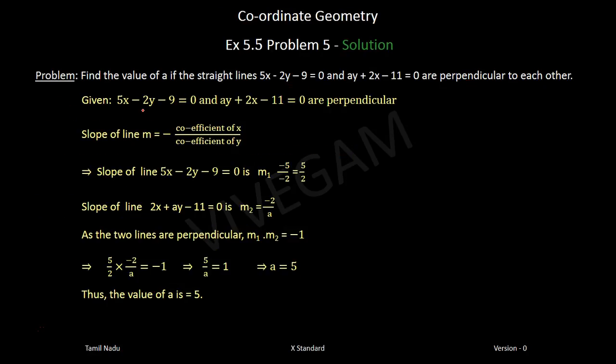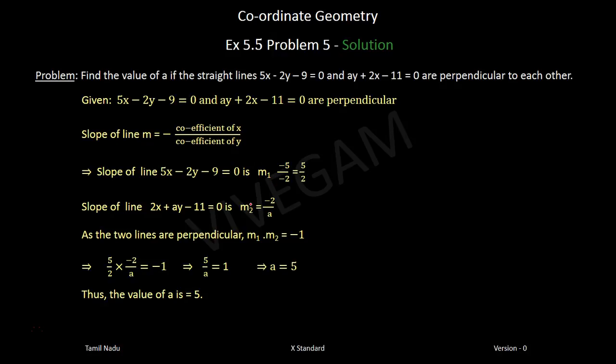Okay, the solution. Given two lines 5x minus 2y minus 9 equal to 0 and ay plus 2x minus 11 equal to 0, and these lines are perpendicular to each other. The slope of a line is given by m equal to minus coefficient of x divided by coefficient of y. So the slope of this line will be equal to minus coefficient of x, that is minus 5, divided by coefficient of y, that is minus 2. So that is minus 5 divided by minus 2, that's equal to 5 by 2. And the slope of the second line 2x plus ay minus 11 equal to 0 is m2 equal to minus coefficient of x, that is minus 2, divided by coefficient of y, that is a. So it is minus 2 by a.